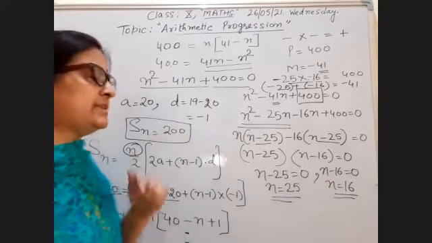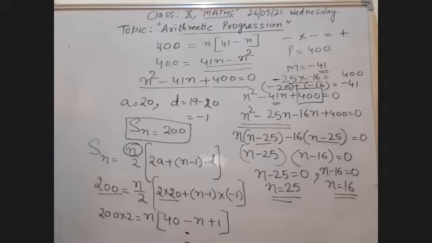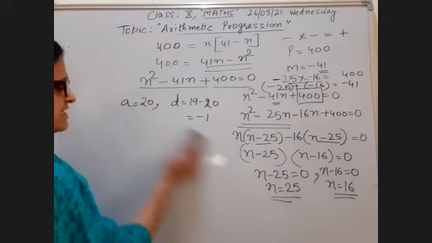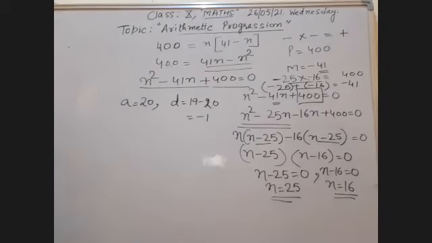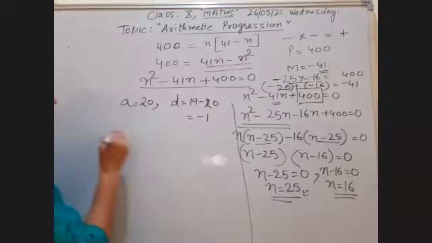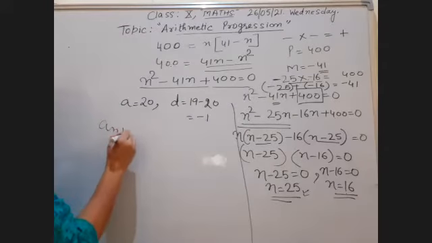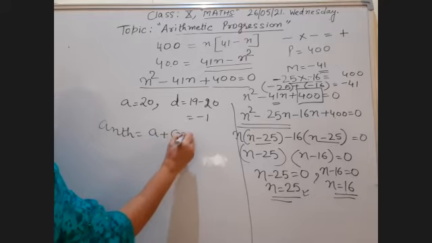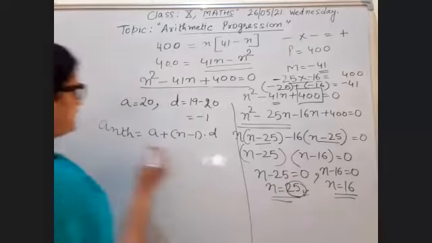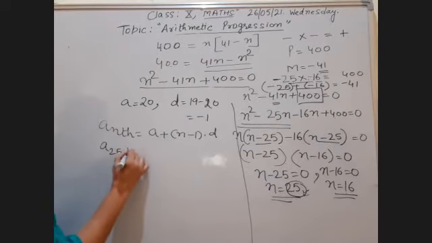You have to put it in the nth term formula. These are the number of rows, 25 or 16. But which is the correct answer? You have to put it in the nth term, that is equal to a plus n minus 1 into d, because in the question you have to find the right number of rows. So when n is equal to 25, when the number of rows are 25.